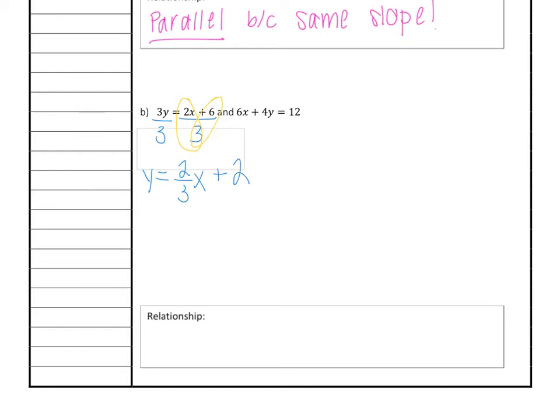If I focus now over here on my second equation, I'm just going to copy that so I have a little bit more space. So 6x plus 4y equals 12. So I'm going to take this 6x and I have to move it to the other side of my equation. That's going to leave me with a positive 4x equals, I'm going to put that negative 6 in front, and then I have plus 12.